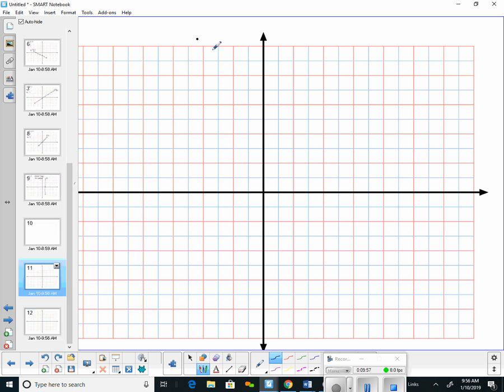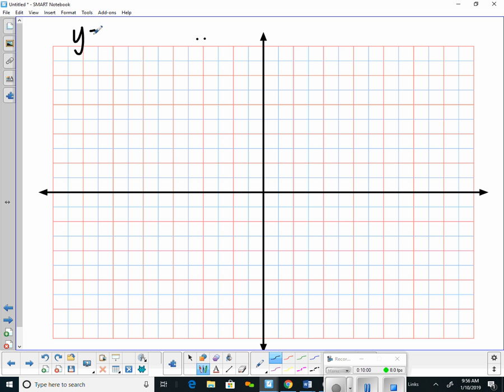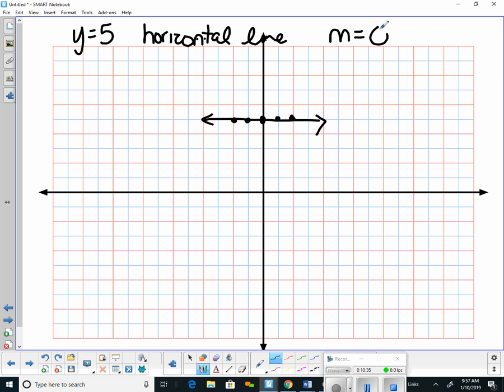So if I just have y equals a number, okay, again, this is not in slope-intercept form. So there is no slope. I just have y equals 5. So on my y-axis, I want to find the point 5. And y is always going to be 5. So I have multiple points every way. And I'm just going to draw my horizontal line. So y equals 5 is a horizontal line. So my slope is 0.